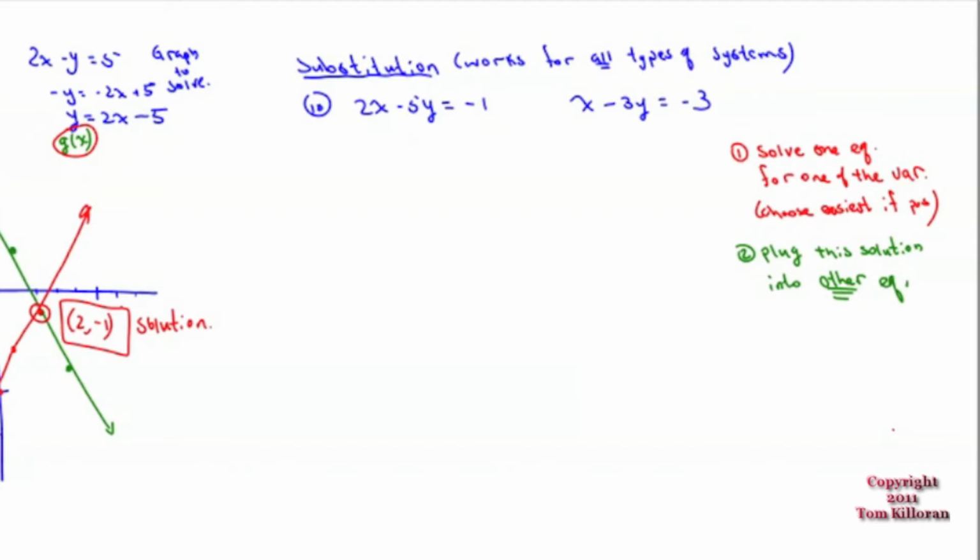So if I solve this equation for x, we're going to get x equals 3y minus 3. Now substitution allows me to say, if x is equal to 3y minus 3, I can take every x and replace it with 3y minus 3. It's technically the transitive property. So I want to plug it into the other equation.